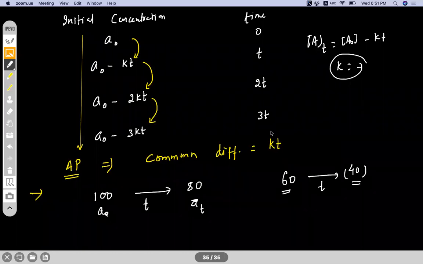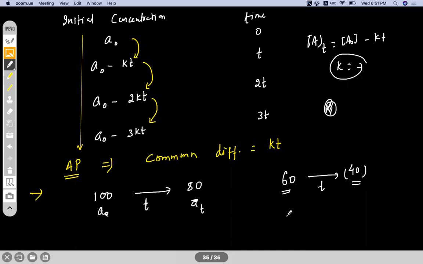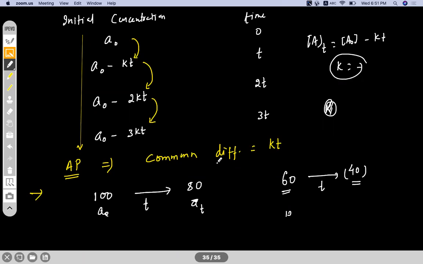So this is the one thing we have, that equal amount reacts in equal time for zero order reaction. T half expression is important. T half is directly proportional to initial concentration. I have already told you that zero order reaction rate is independent of concentration, right? So no matter whether you take 100 or 60 or 10, for the same amount, the same time will be taken.